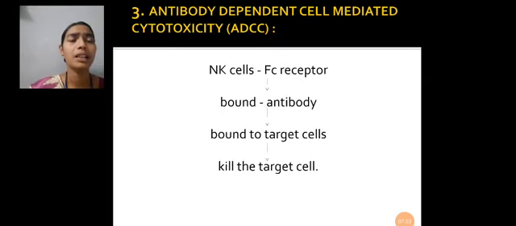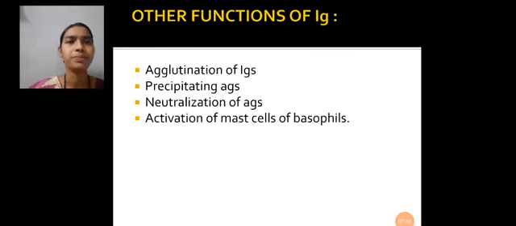So the next, the ADCC, which means the natural killer cells along with the FC receptor bound with the antibody bind with the target cells, which are the antigens, and kill the antigens. So these are the other functions: agglutination, precipitation, neutralization, activation of mast cells and basophils.